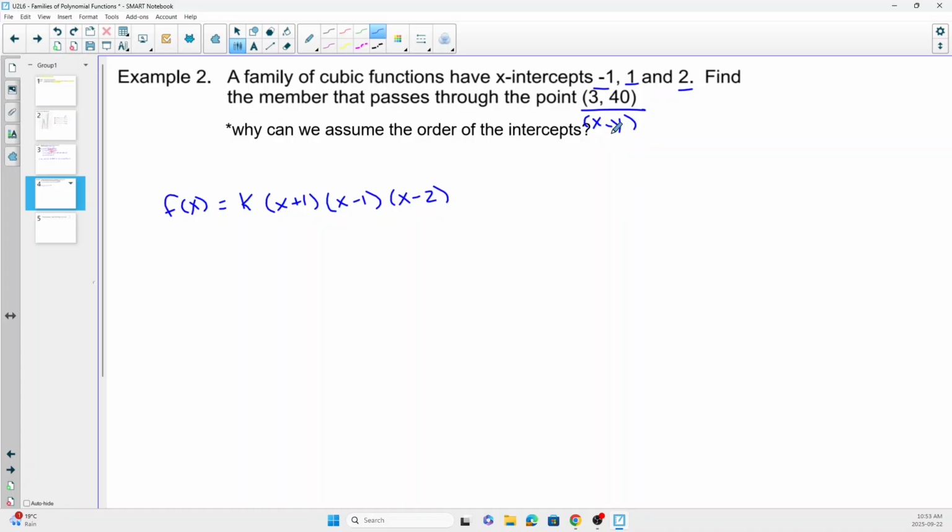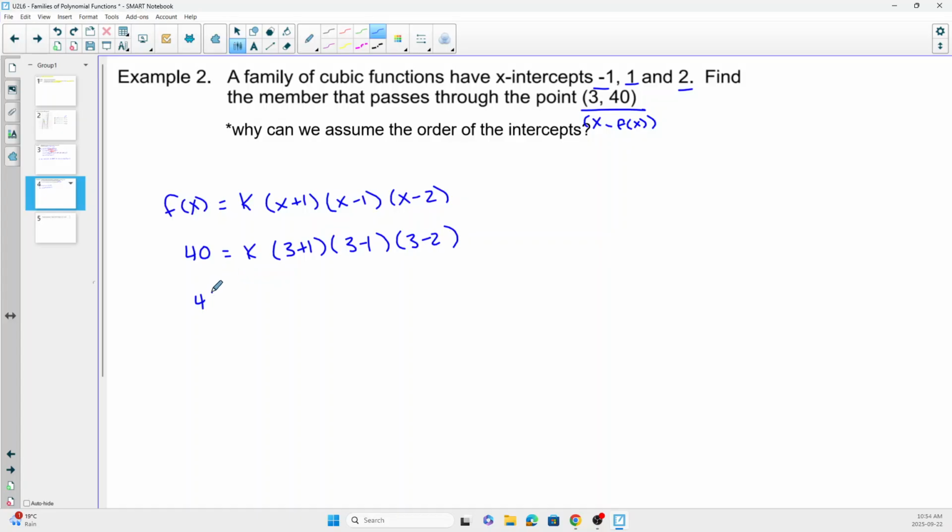And now I should actually say that x, y, in this course, we should be considering as x and f at x, to replace y with our function value. So that when we do substitute in, we can see that when x is 3, we have a function value, when we sub in that value of x, of 40. So now I'm replacing f at x with 40. I'm replacing x with 3: 3 plus 1, 3 minus 1, 3 minus 2. And I want to know what value of k needs to be true for this function that is the family of functions, but for it to specifically pass through that point.